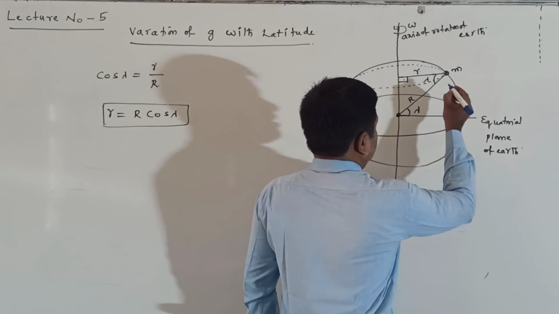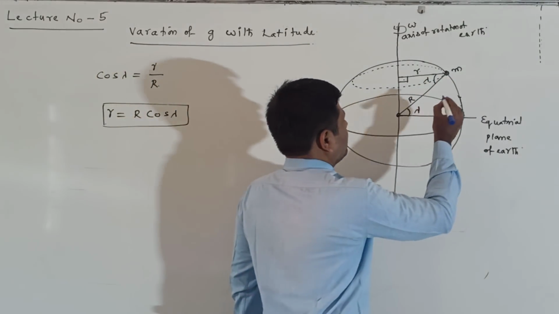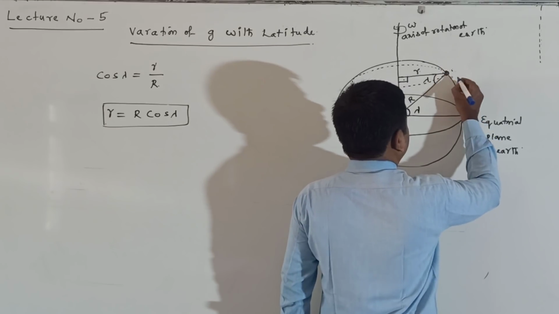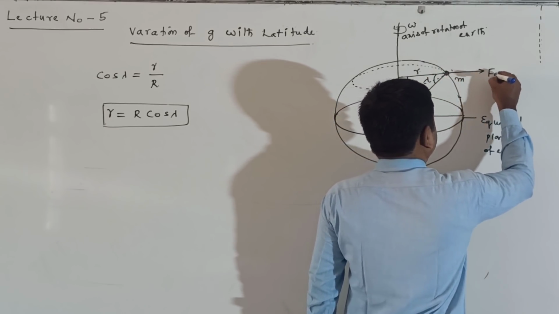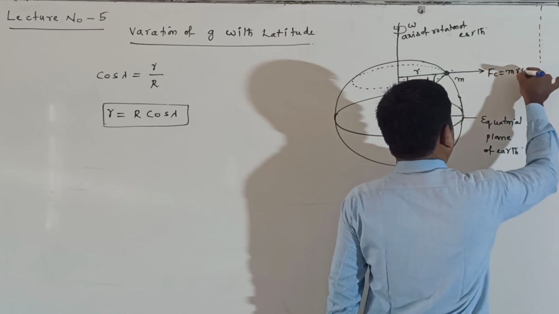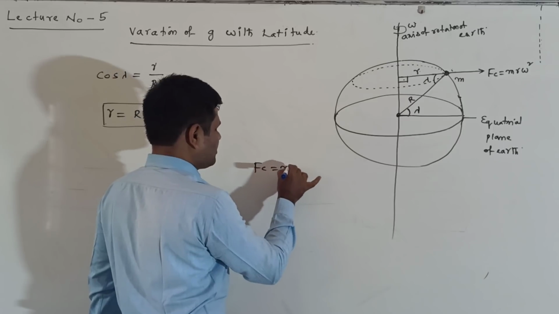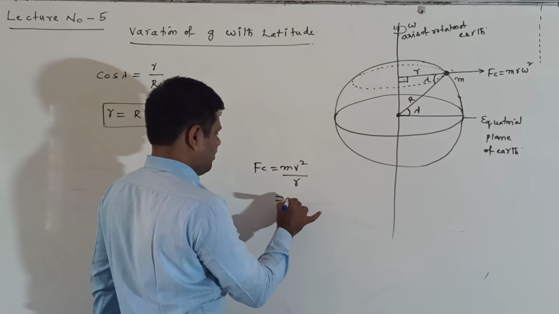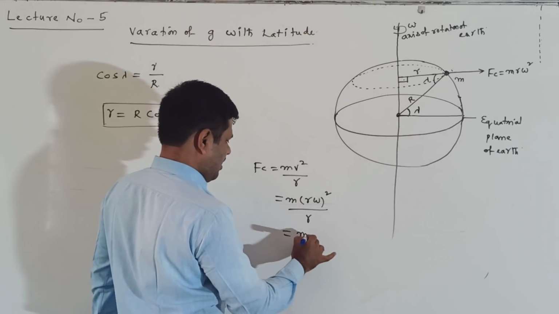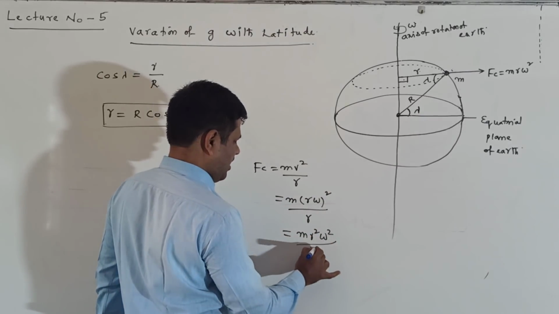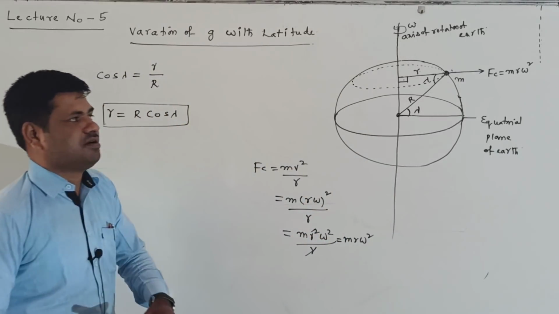Now listen here, another point. On this mass a centrifugal force is acting in this direction. The centrifugal force formula is m v square by r. Here v is equal to r omega, so m r square omega square by r, and r cancels, giving m r omega square. That is the formula for centrifugal force.